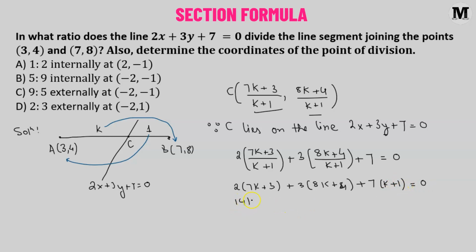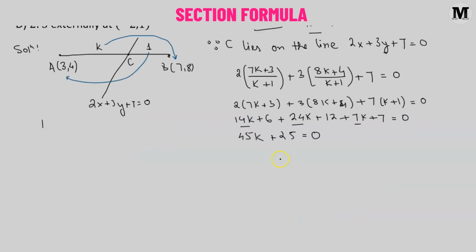Now we have 14k + 6 + 24k + 3 times 4, that's 12, added to 7k + 7, equals 0. So 14k + 24k is 38k, and 38k + 7k is 45k. Then 6 + 12 is 18, and 18 + 7 is 25. So 45k + 25 = 0. Now solving for k, 45k equals negative 25, so k equals negative 25 over 45, or simply negative 5 over 9.